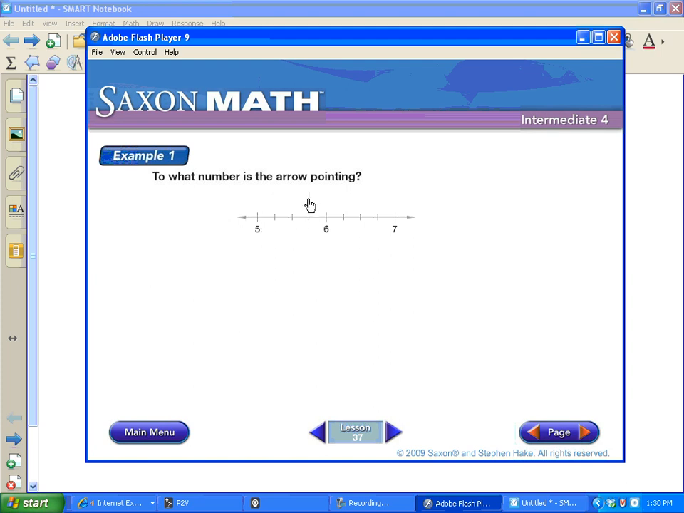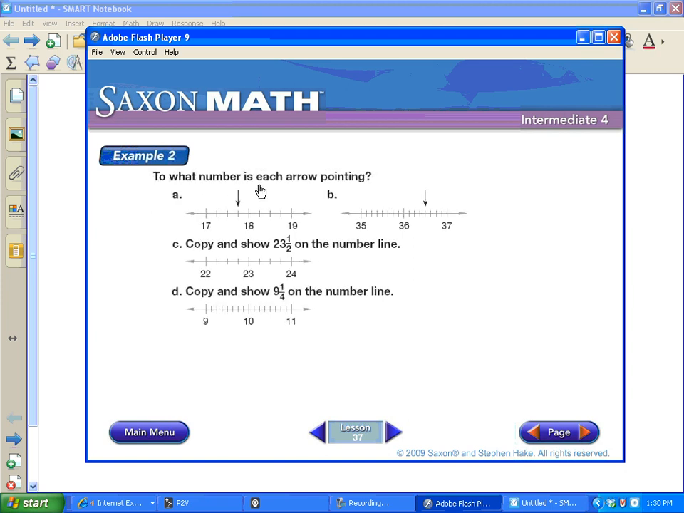So wherever it's pointing, that's my numerator. How many sections altogether, that's my denominator. I'm past the 5, so I know I'm 5 and 3/4 of the way to 6. So 5 and 3/4.